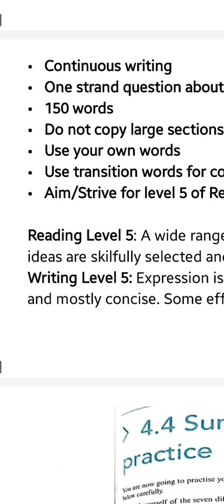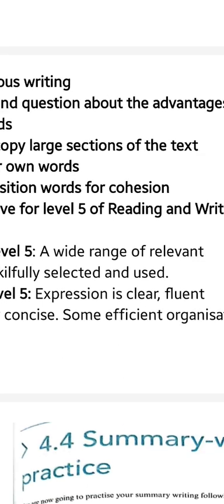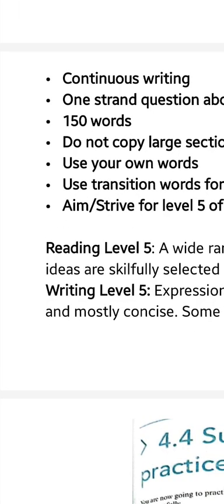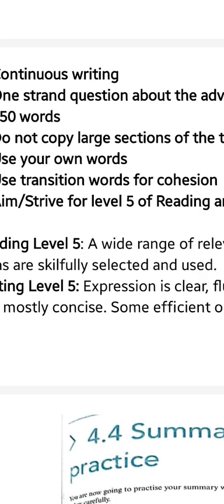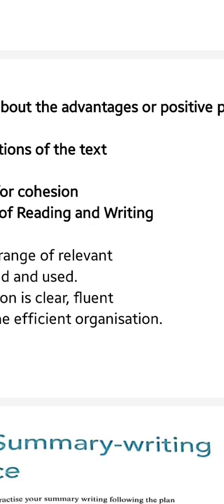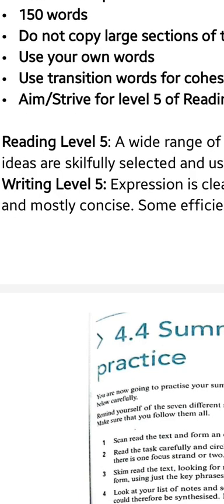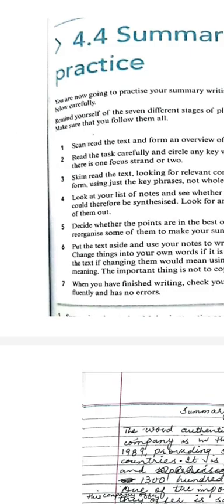Now after that, the second stage is writing. Expression is clear. How can you get 10 out of 10 for writing? If your expression is clear, fluent, and mostly concise. There is no need to go into details. You have to make it concise, precise, to the point. With efficient organization, you can achieve level 5 of writing for your summary writing task.